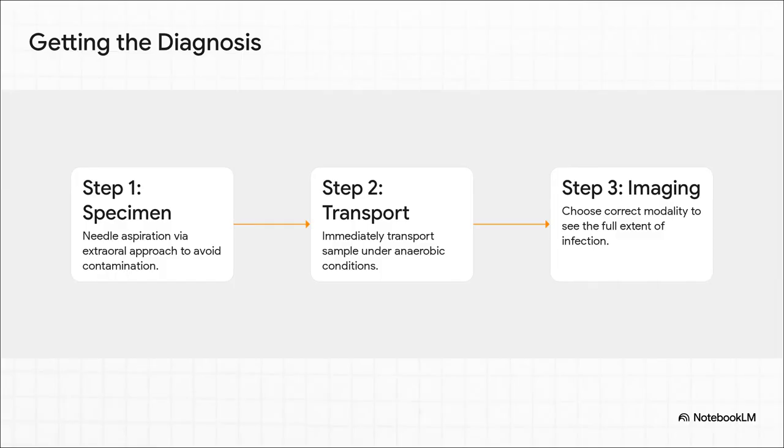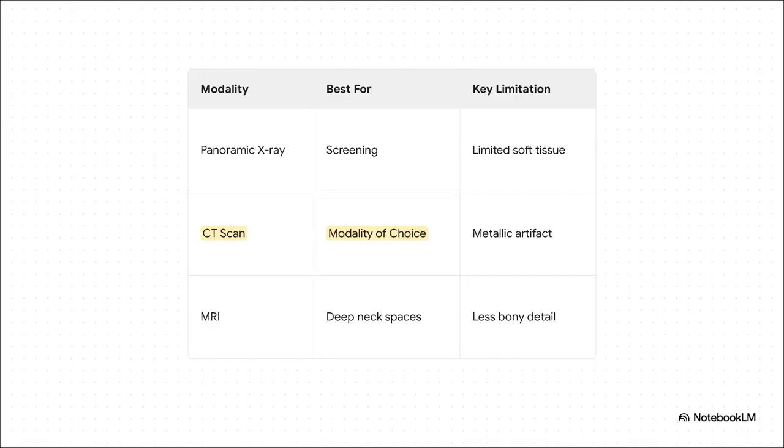So to get a definitive diagnosis, you need two things: a good culture and the right imaging. And for a deep abscess, you can't just swab inside the mouth. It's full of other bacteria. You have to get a clean sample, usually with a needle aspiration from outside the mouth. And that sample has to get to the lab immediately in an anaerobic transport medium, because the bugs we're looking for hate oxygen.